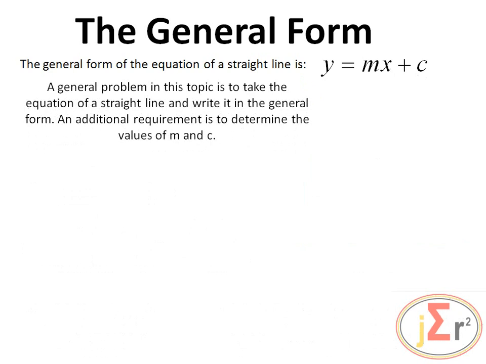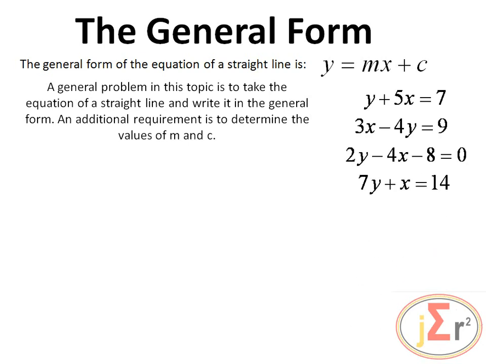A general problem in this topic is to take the equation of a straight line and write it in the general form. An additional requirement is to determine the values of m and c. So we may take any equation that we see. It might be a little bit weird, might not be so sophisticated, and we are required to write it in the form y is equal to mx plus c. Then we should be able to determine the values of m and c, because we should have them right in front of us.